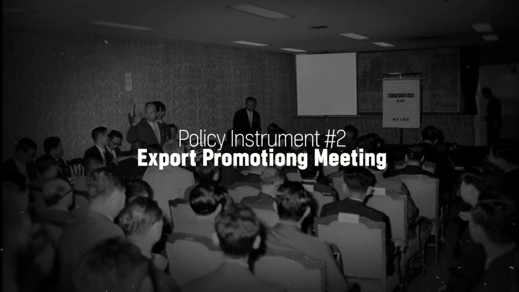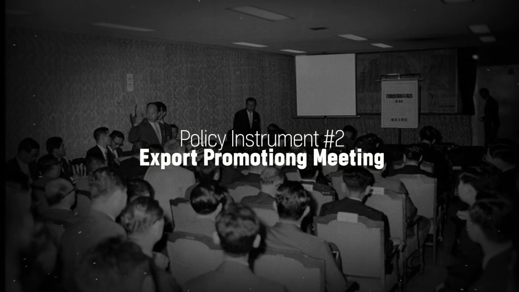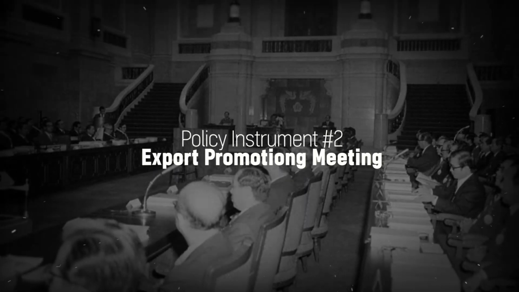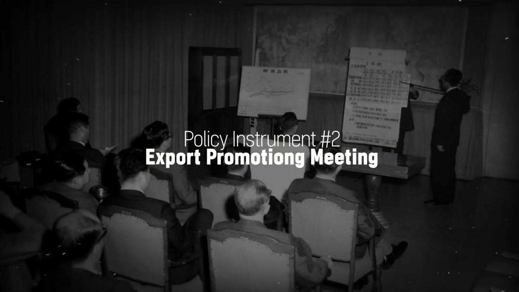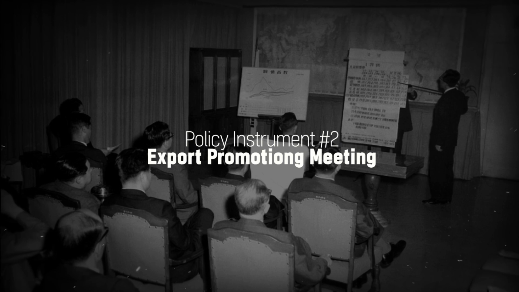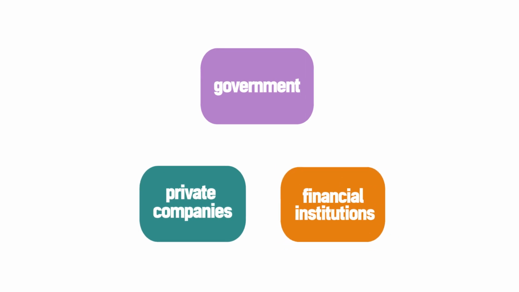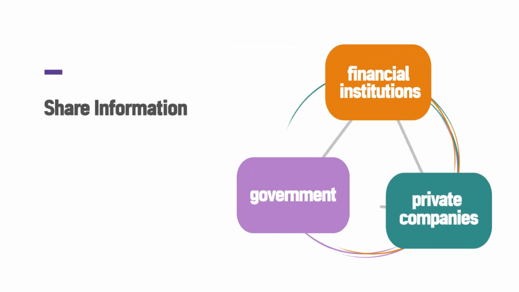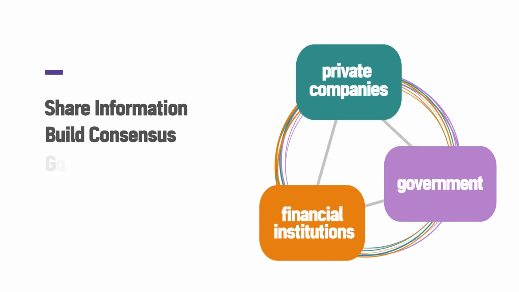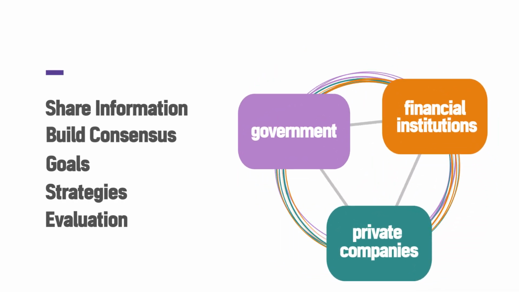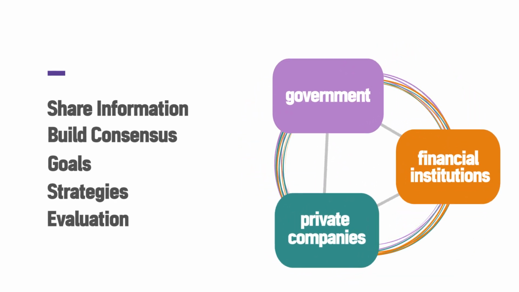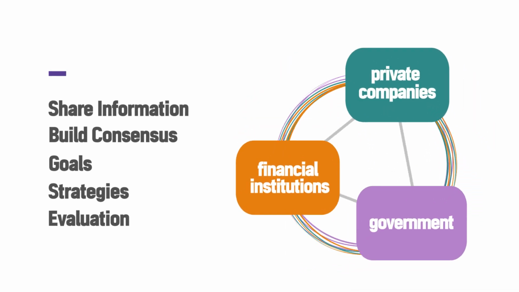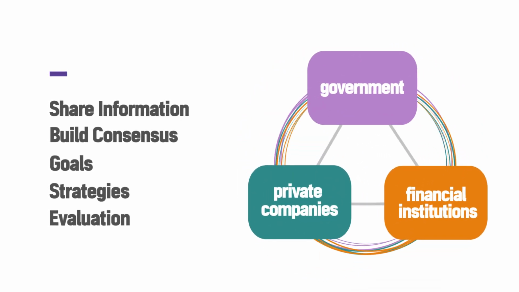The president himself attended and moderated almost every meeting. The Ministry of Commerce and External Affairs would report on the export statistics from the previous month and propose policy measures for export promotion. Government bodies, private sector, and financial institutions shared information and built consensus on export goals, strategies, and evaluation. Such open dialogue among key stakeholders helped Korea avoid the problem of inefficiency, rent-seeking behaviors, and corruption.